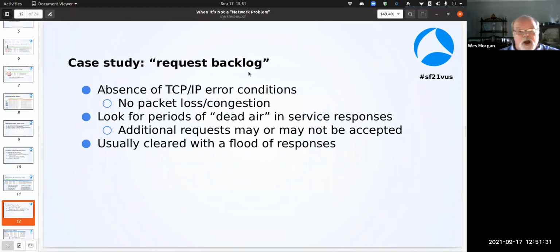All right, so a request backlog. Again, consistent thread here, no packet loss, no congestion. We're looking for dead air in responses only. You may see additional requests. They may or may not be accepted. And then all of a sudden you see a flood of responses. So what does that look like?